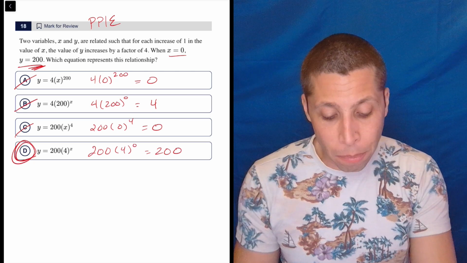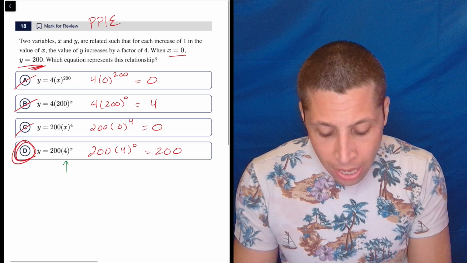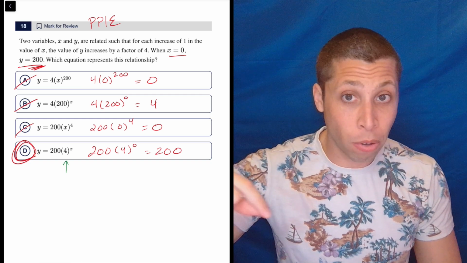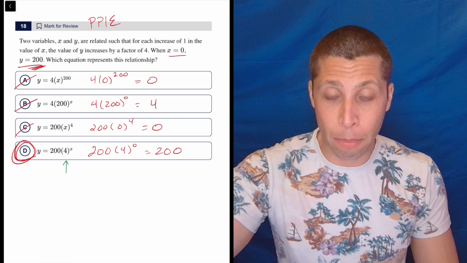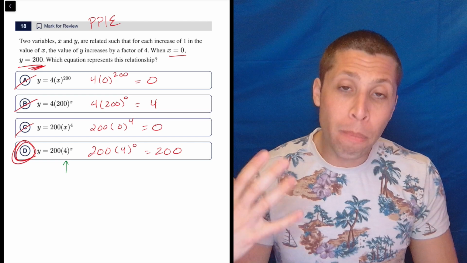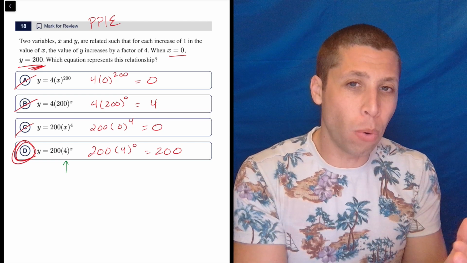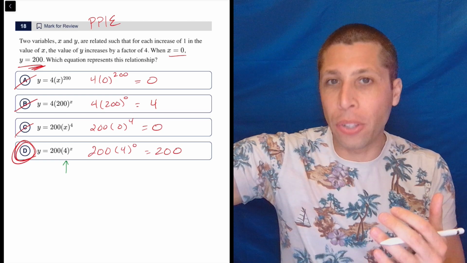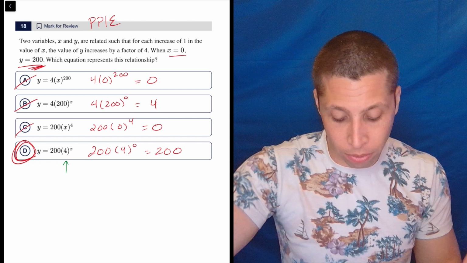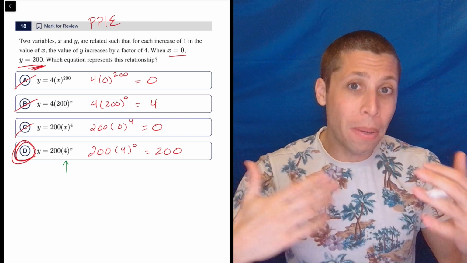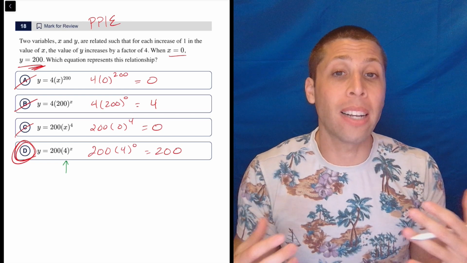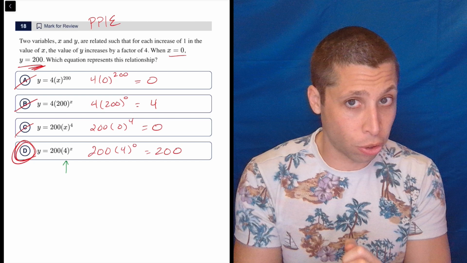But now we can see what it means, right? It means that when we increase the value of x by 1, so if we were to go to x equals 1, for example, we would now be multiplying 200 by 4 to build it up and get to 800. So that's what it means to increase by a factor of 4. That is a multiplication instruction.